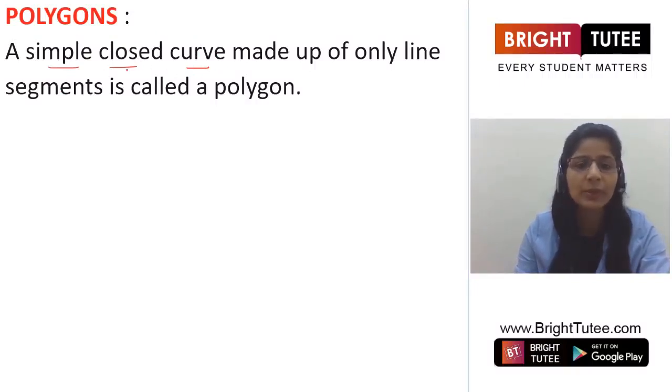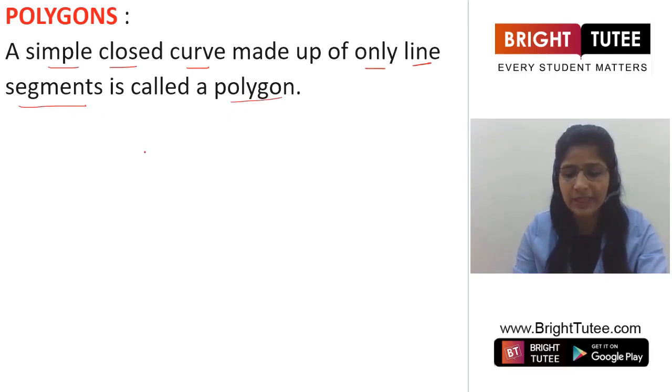The lines should not be crossing each other. The curve should not cross each other. Also, it should be a closed one, made up of only line segments. Earlier in simple closed curve, we discussed that it should be closed by either line segments or by a curve. But here in polygon, the figure should be a simple closed curve and it should only be made up of line segments. So it will be known as a polygon.